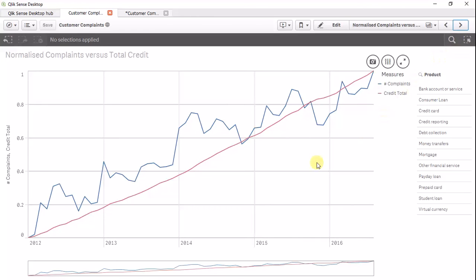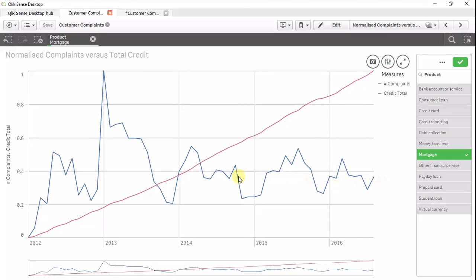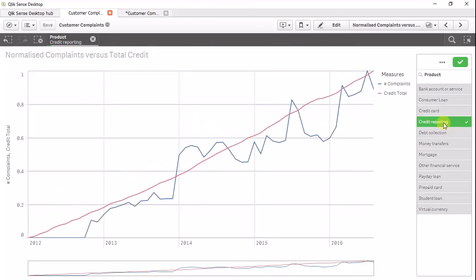This next view shows a comparison using normalized values for the total credit in the United States, which you can see is steadily increasing over time in the last number of years, and looking at the normalized complaint numbers across all of the different products. We can also now look at, well, for a particular product such as mortgage, how does that profile look? And that appears to not be tracking the market, whereas, for example, a different product such as credit reporting, this does seem to be tracking the market since it started to be recorded in late 2012.